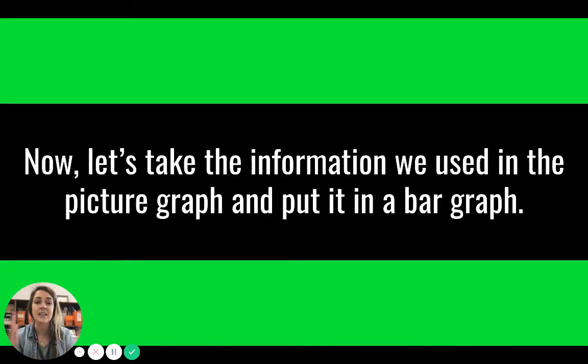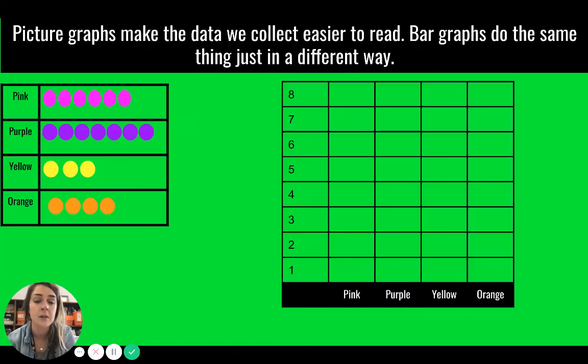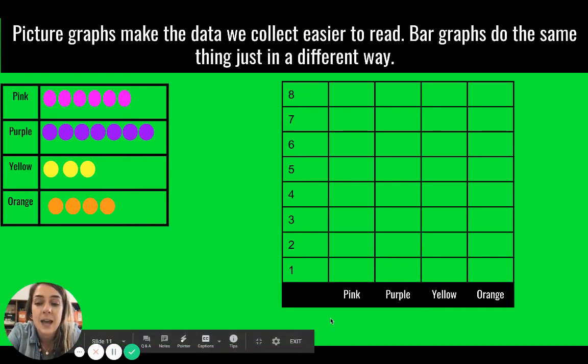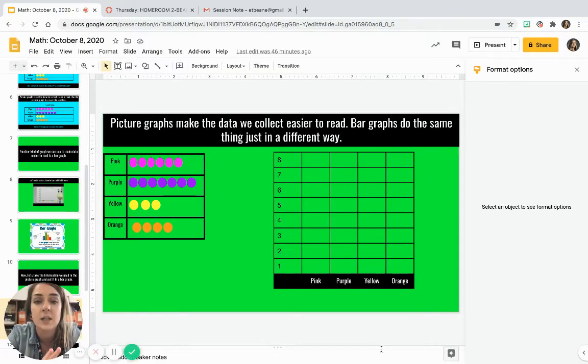All right, so we're going to take the information that we just used in our picture graph, and we're going to use that same information to do a bar graph. So here we go. Here's our picture graph that we used before. It looks familiar, doesn't it? And now I'm going to exit out of this mode, and we're going to work together to build a bar graph. So think for a minute. How many people answered that pink is their favorite color? You count. How many people?